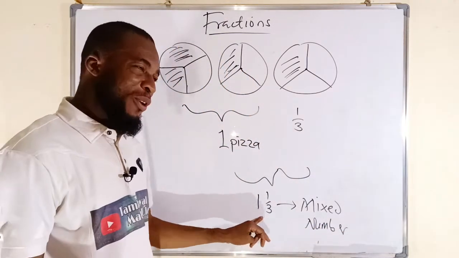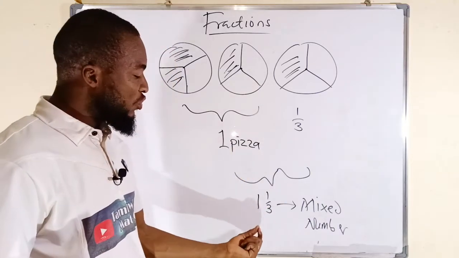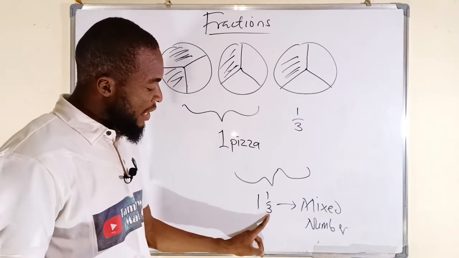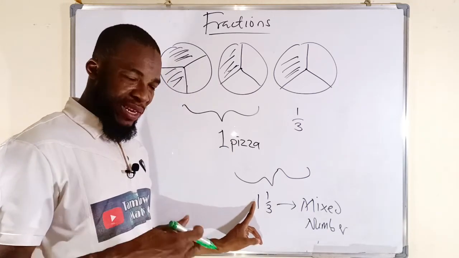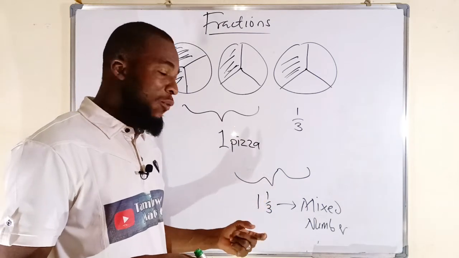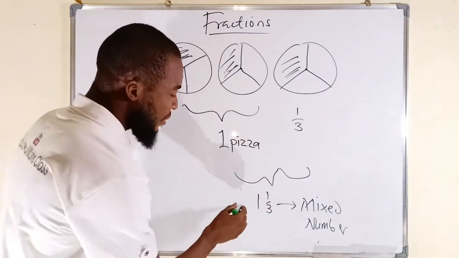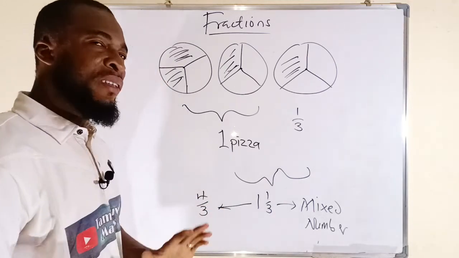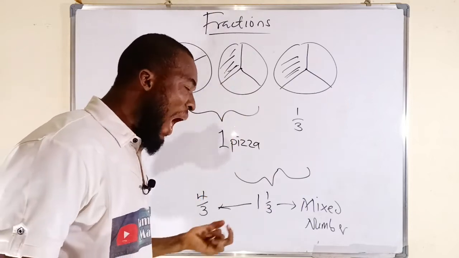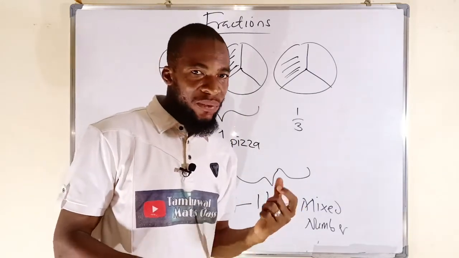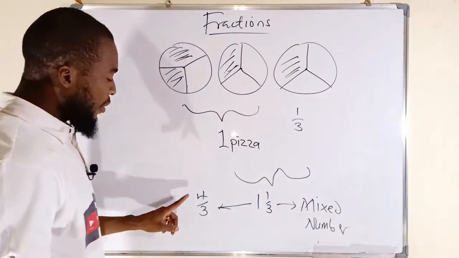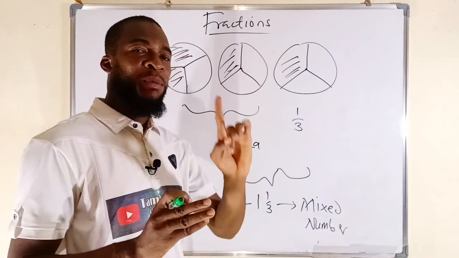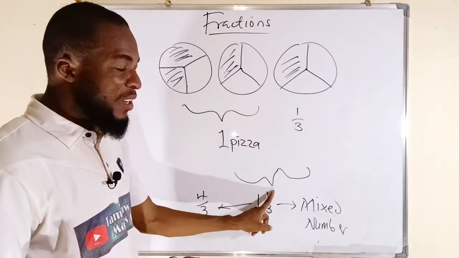So how can we convert? Though we are not into that yet, I just want to show you that this number can be converted into 4/3. If you take 3 here, multiply by 1, it will give us 3. You add it to 1, it will be equal to 4. You divide by 3, you have 4/3. So this is the same thing as 4/3. 4/3 pizza is the same thing as 1 pizza and 1/3 of a pizza, right? Because you can count the number of times 3 can go into 4. It's just one time with a remainder of 1.